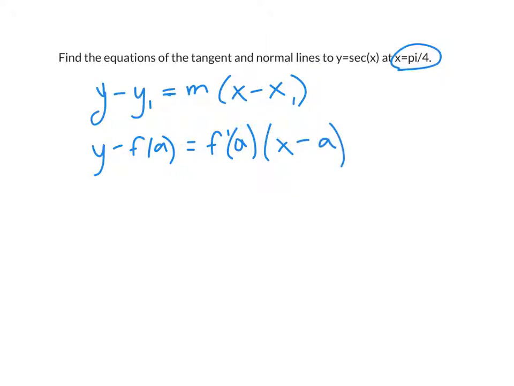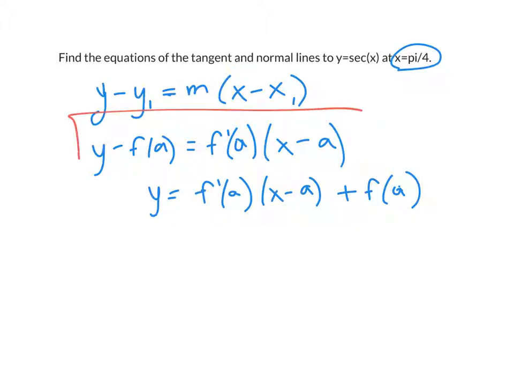And then we could even take it one step further: y equals f prime of a times x minus a, plus f of a. I would not go any further than that. That's the furthest I would go, and either one of these two is acceptable as your final answer. We're just going to literally plug into those. I'm going to encourage you to just stay with the first one.